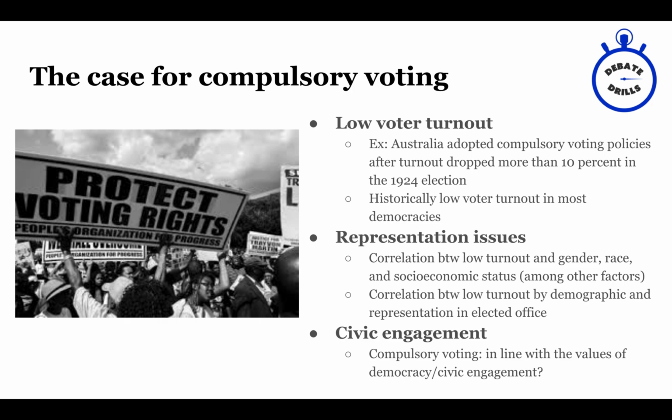The first reason is low voter turnout. This is a problem with every democracy that has ever existed. An example here, once again talking about Australia. Australia adopted compulsory voting policies after turnout dropped more than 10% in the 1924 election from what it had been previously.